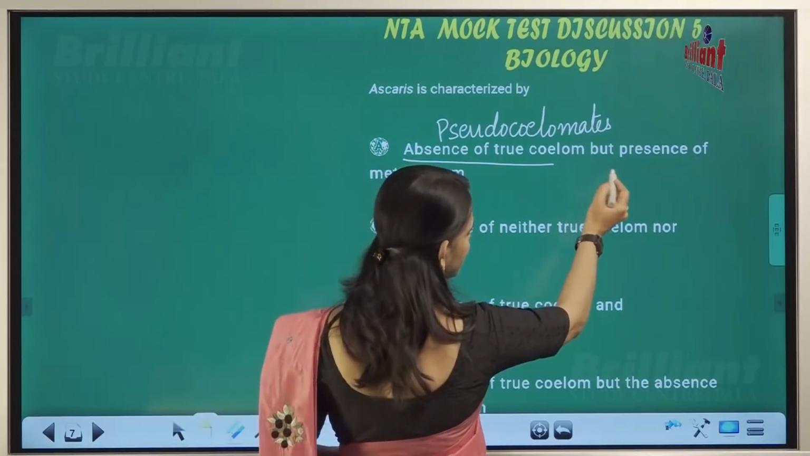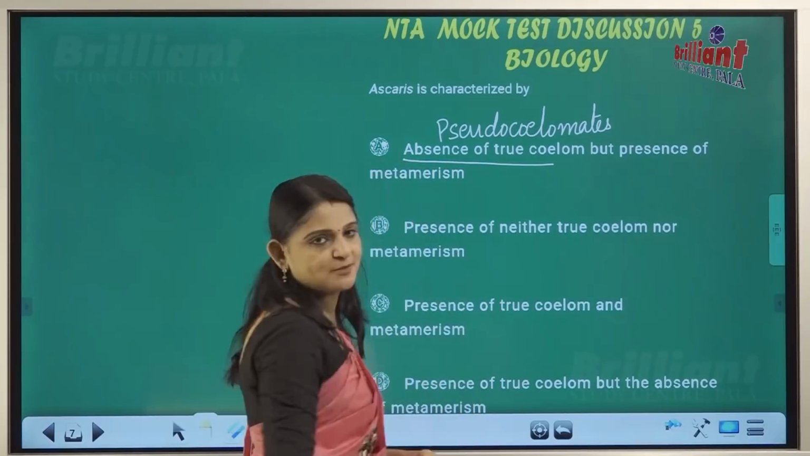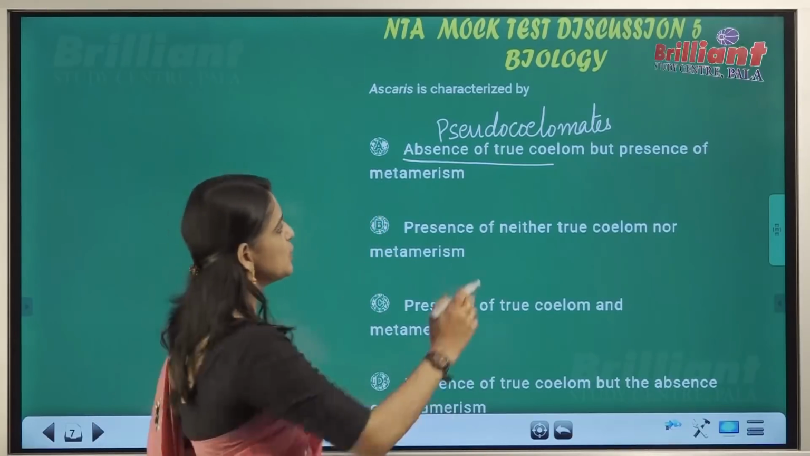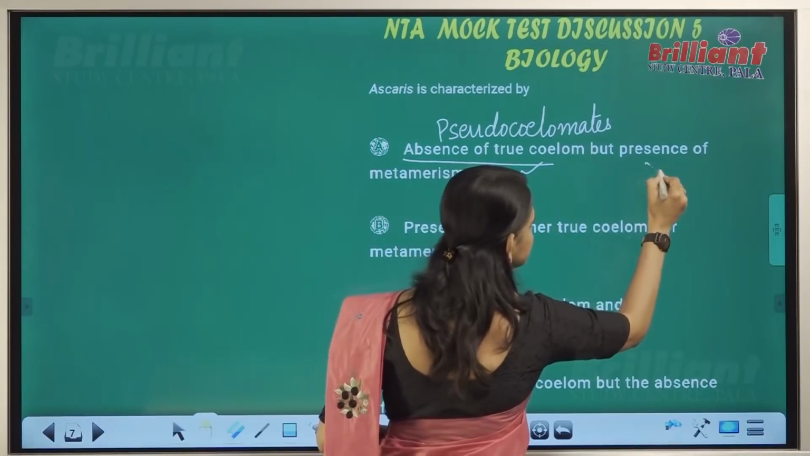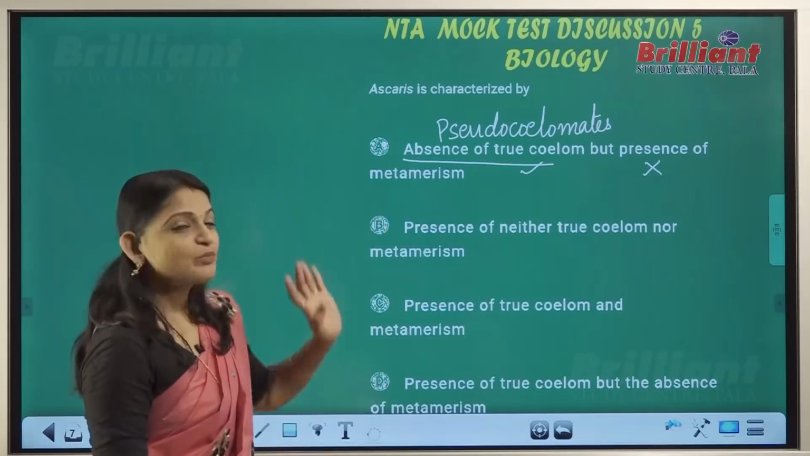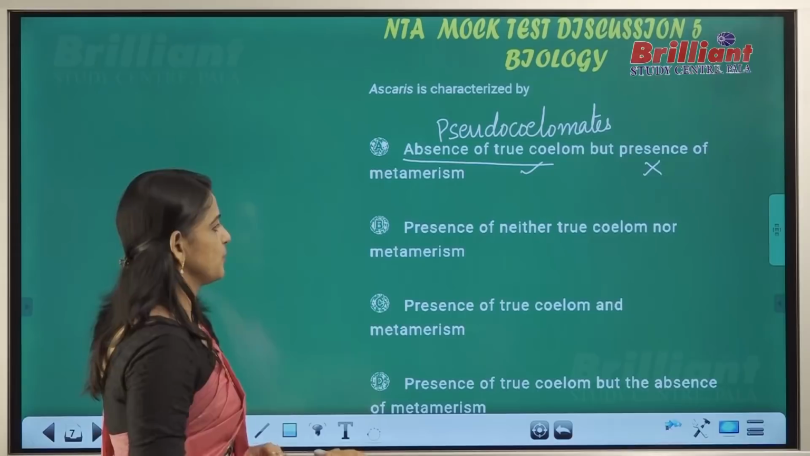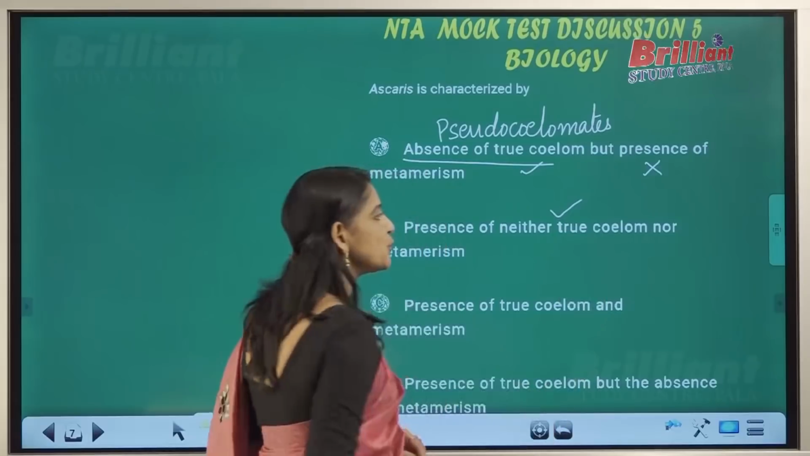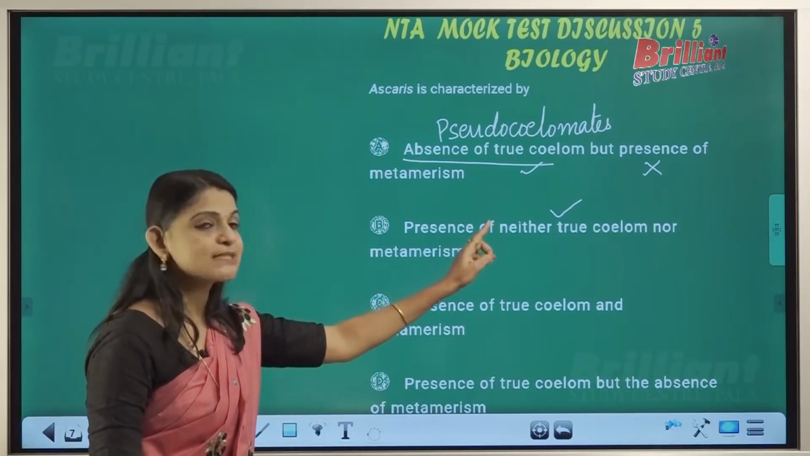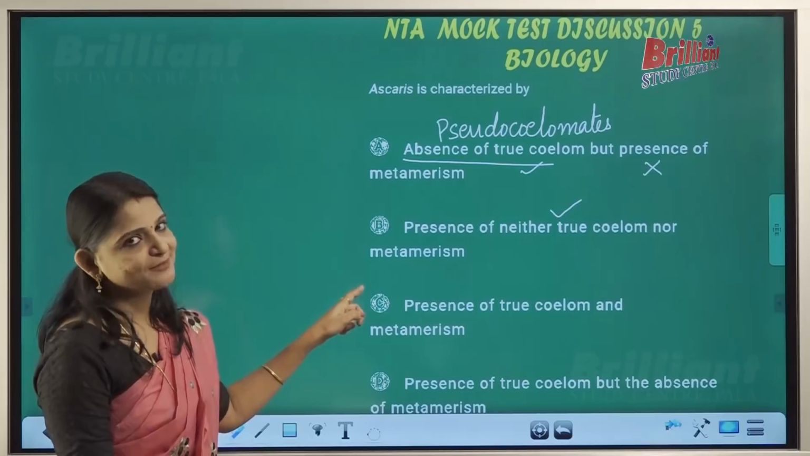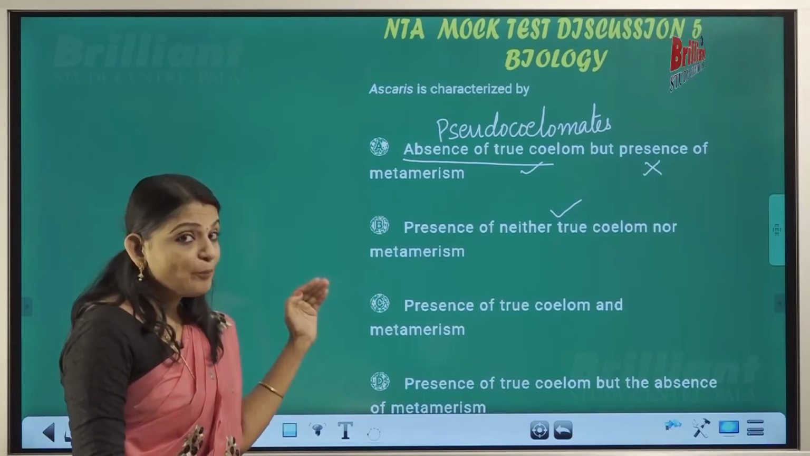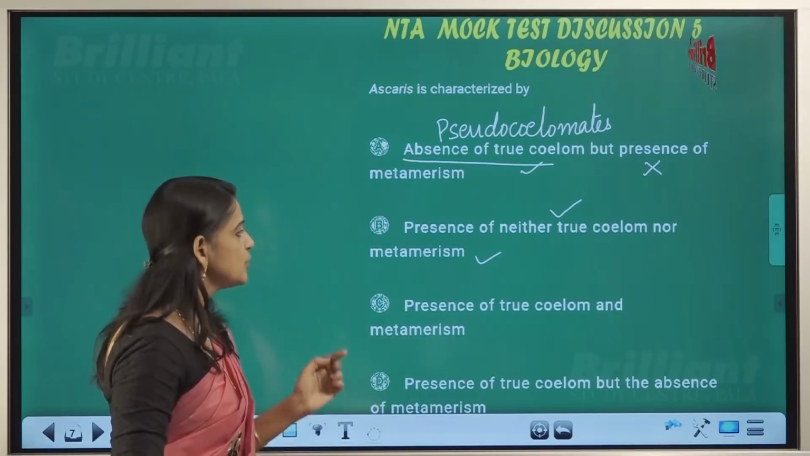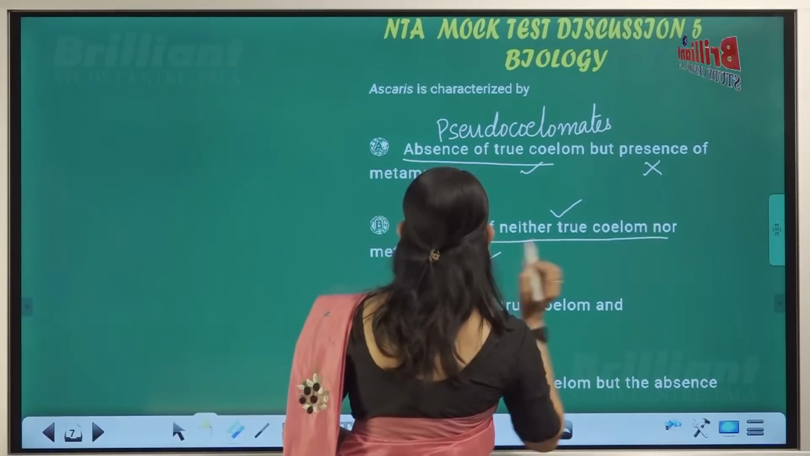Next one, they are saying presence of metamerism. In Ascaris, you know that they don't have the character of metamerism. So this one is correct and this one is wrong. So we cannot choose the first one. Next one, presence of neither true coelom, that is right, as it is a pseudocoelomate, they don't have a true coelom. Next one, metamerism. Yes, they don't have metamerism. So that is the answer. Presence of neither true coelom nor metamerism.